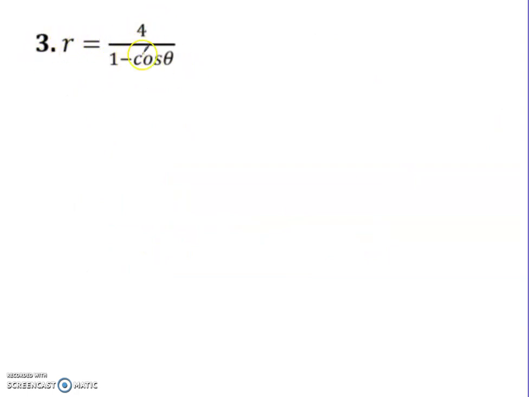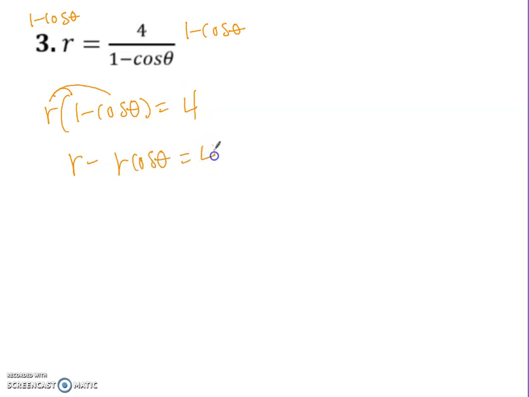Okay, here we have r equals 4 over, okay, so you're like, this looks like none of them. If I squared both sides, that's a mess. If I multiplied by r, that's a mess. So I want to get rid of the denominator, so I'm going to multiply the right by that, and the left by that. So I get r times 1 minus cosine theta is equal to 4. So we're going to distribute: r minus r cosine theta is equal to 4. r cosine theta is x, so we've got r minus x is equal to 4.